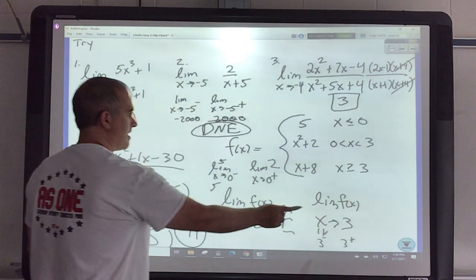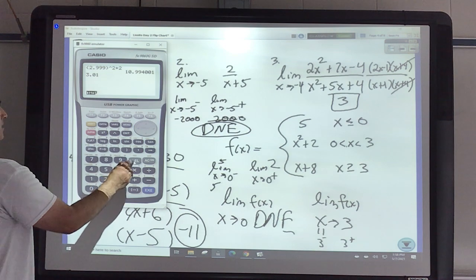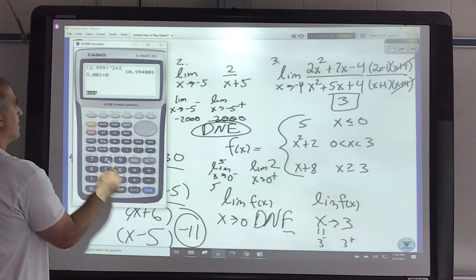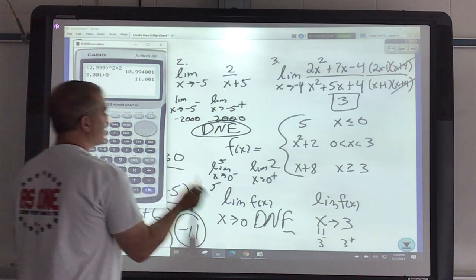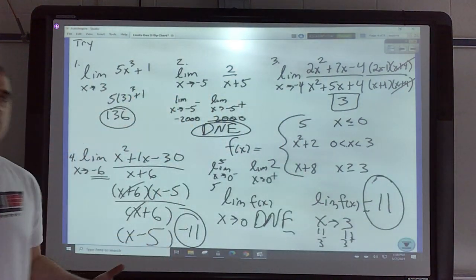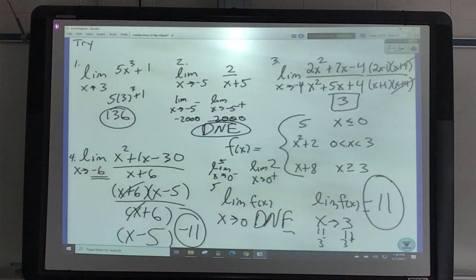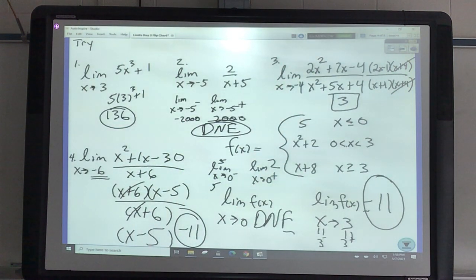And then 3 from this side would be like 3.001 plus 8. That's going to be 11 also. So this limit is 11, okay? So sometimes those piecewise functions have limits and sometimes they don't, okay?